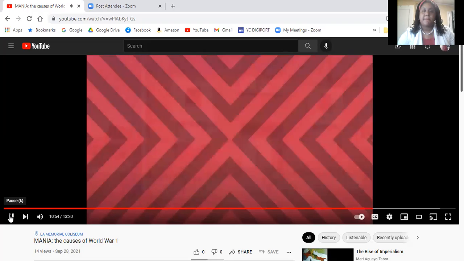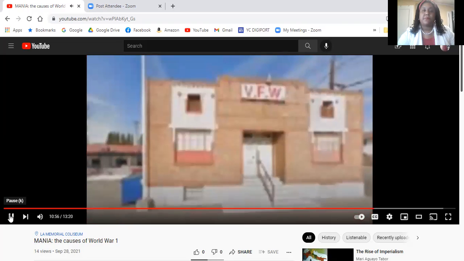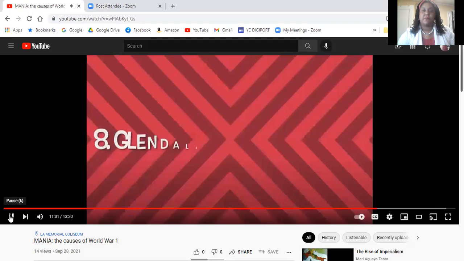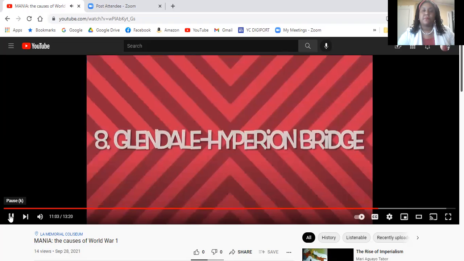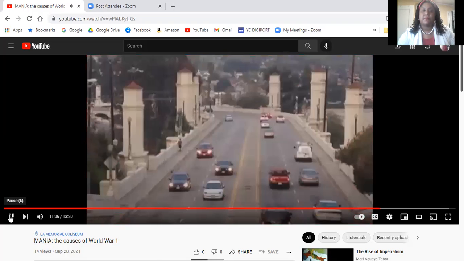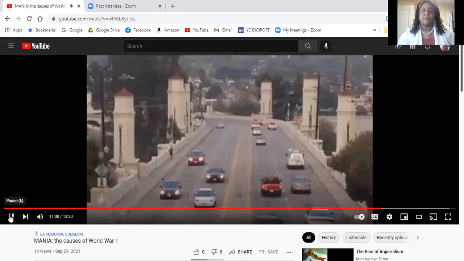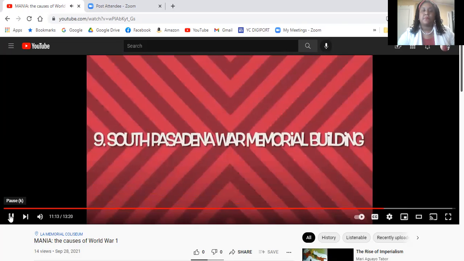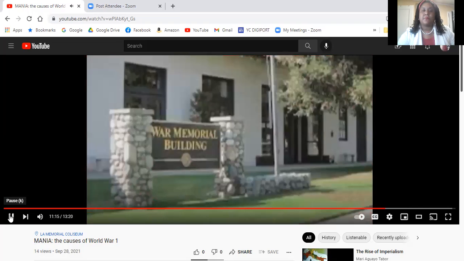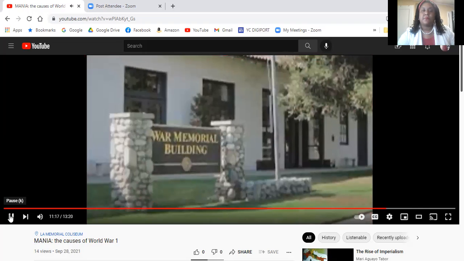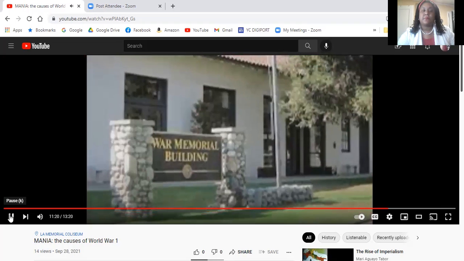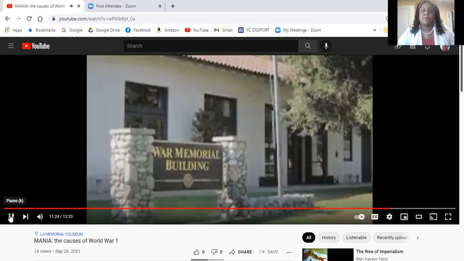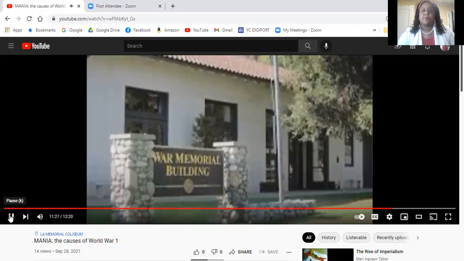Also, then we have the Veterans Post, the VFW 368 in the northern part of our county. Eighth is the Glendale Hyperion Bridge, which is in Glendale, and it is a major thoroughfare in our city. Ninth is the South Pasadena War Memorial. This is a hall that is dedicated to the soldiers of World War I. Many receptions and banquets are held here, and in front of it is a redwood tree that General Pershing actually planted.